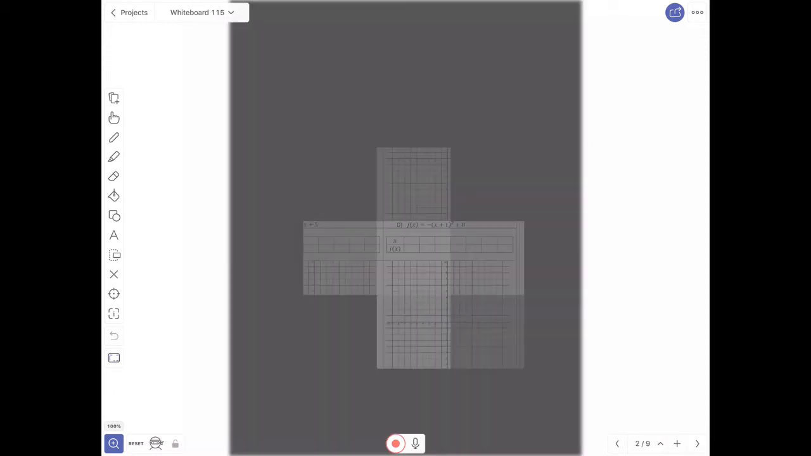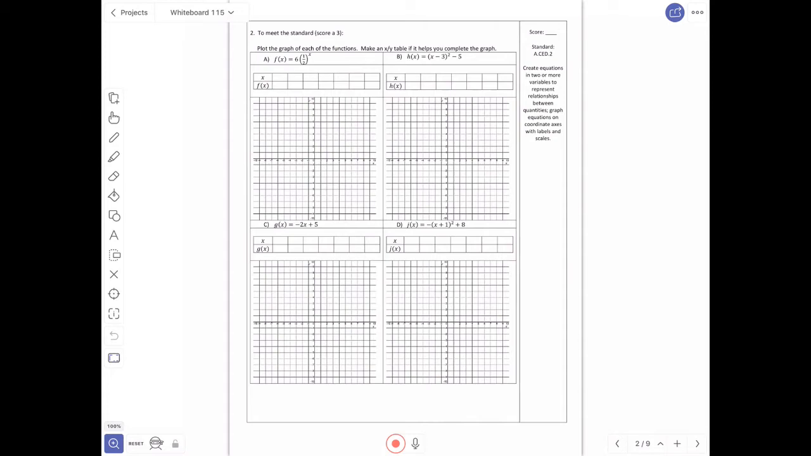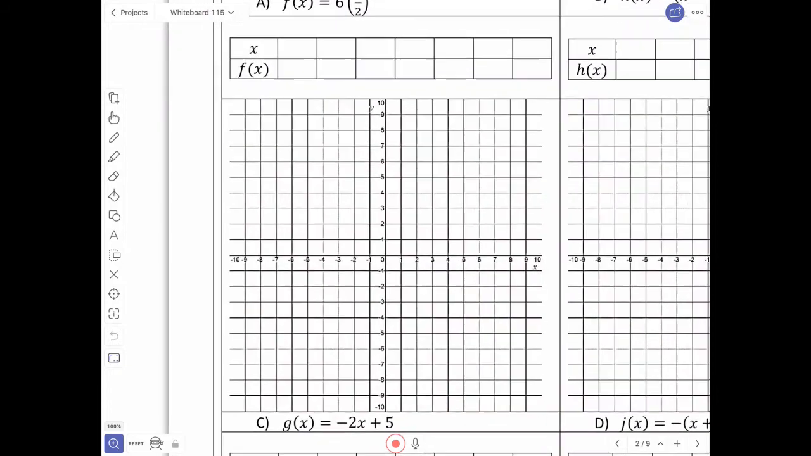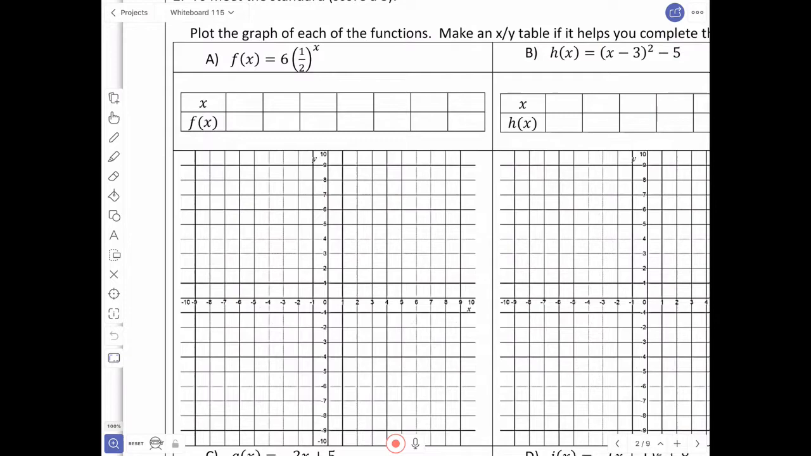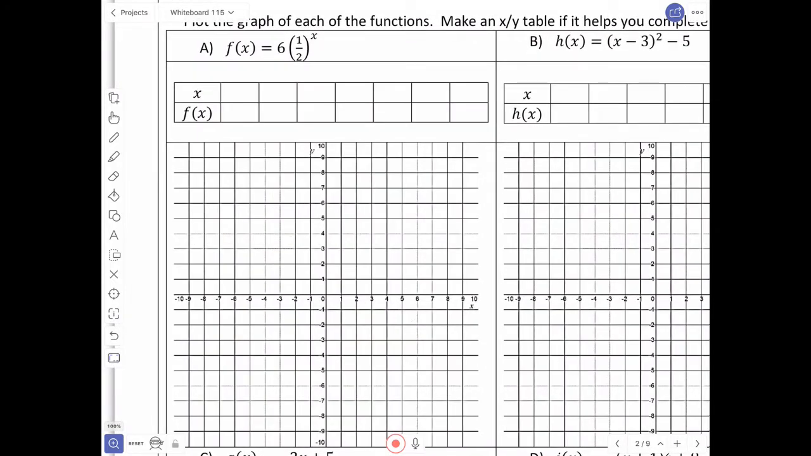Seeing no questions, I'll move on to number 2, where we are graphing. We were asked to make a table and then plot the points on the table. I'm starting with 6 times 1/2 to the x, and I'm going to do -3, -2, -1, 0, 1, 2, 3.